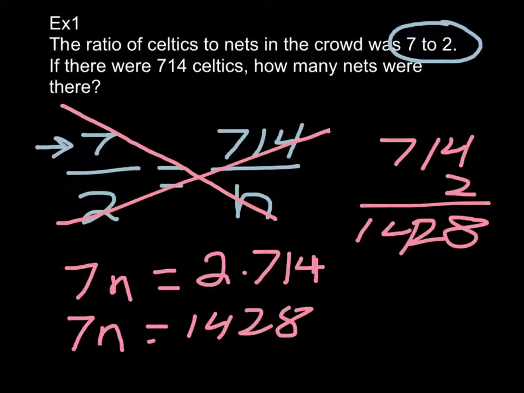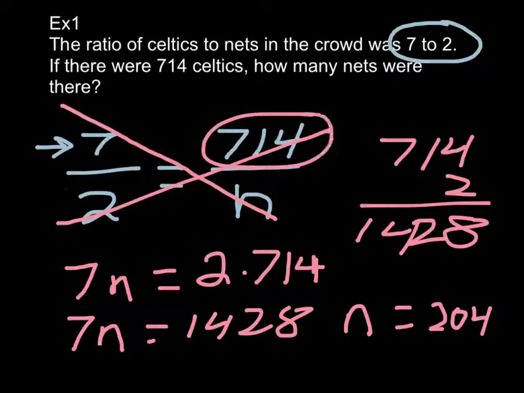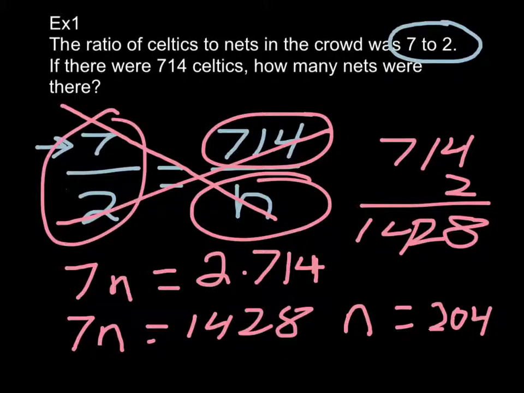Now, let's solve it for n. They're multiplying by 7, so divide by 7. And if you took your calculator or worked that with paper and pencil, we would find out that the answer is 204. So if there's 714 Celtics in the crowd, then that means that there's 204 Nets in the crowd. And that makes sense because there's a lot more Celtics. The number of Celtics is more than 3 times the number of Nets, and that makes sense with the numbers that were given.